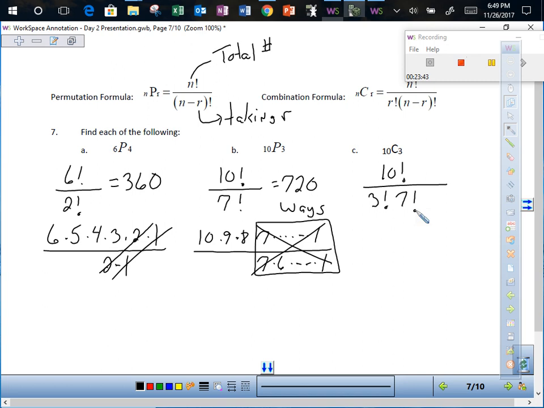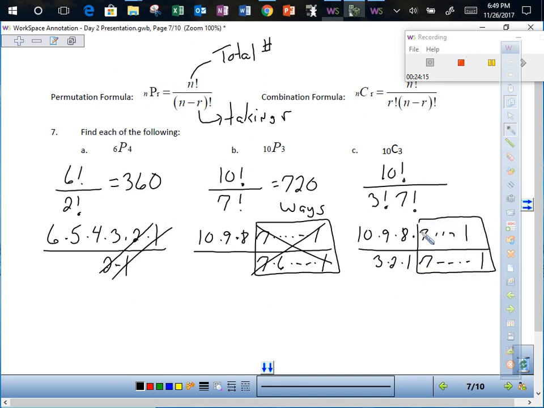Now, I'm going to show you how to do this without your calculator. 10 factorial we know means 10 times 9 times 8 times 7 all the way down to 1. Let's look at what 3 factorial means. It means 3 times 2 times 1. But 7 factorial means 7 times 6 times 5 all the way down to 1. Well, look at this group of numbers right here, guys. They're going to cancel out. So those are gone. So I really have 10 times 9 times 8 divided by 3 times 2, which is going to give me 120. Once again, you can always type that into your calculator.